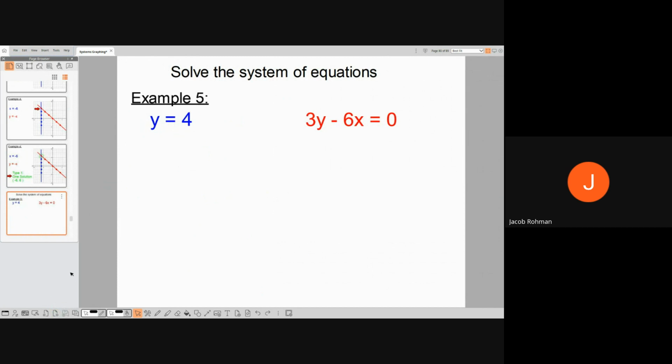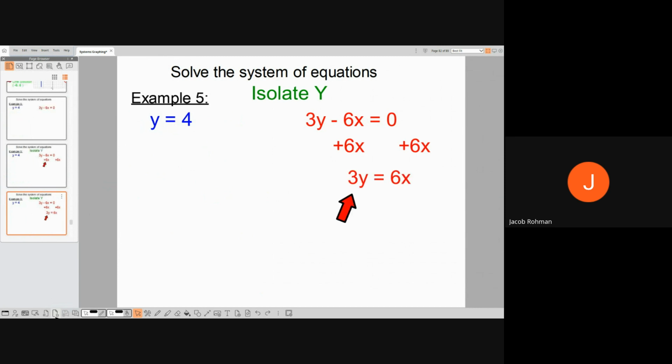And then lastly, example 5, here we have an equation y equals 4 that's already been isolated. And then we need to isolate the y in the second equation. So we're going to do that by adding 6x to both sides and then dividing by 3. And you're going to get y equals 2x.